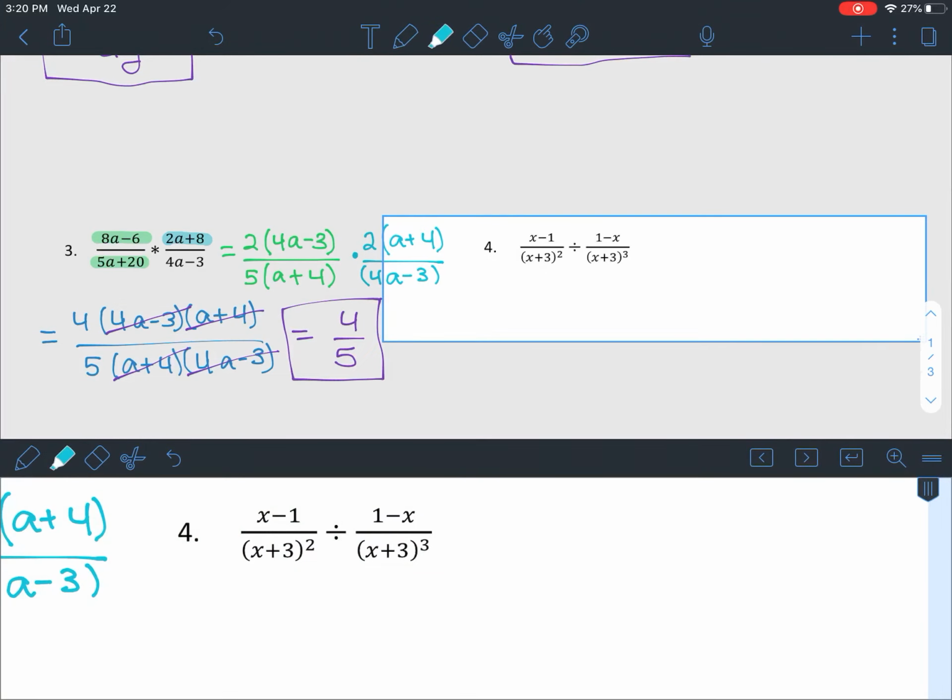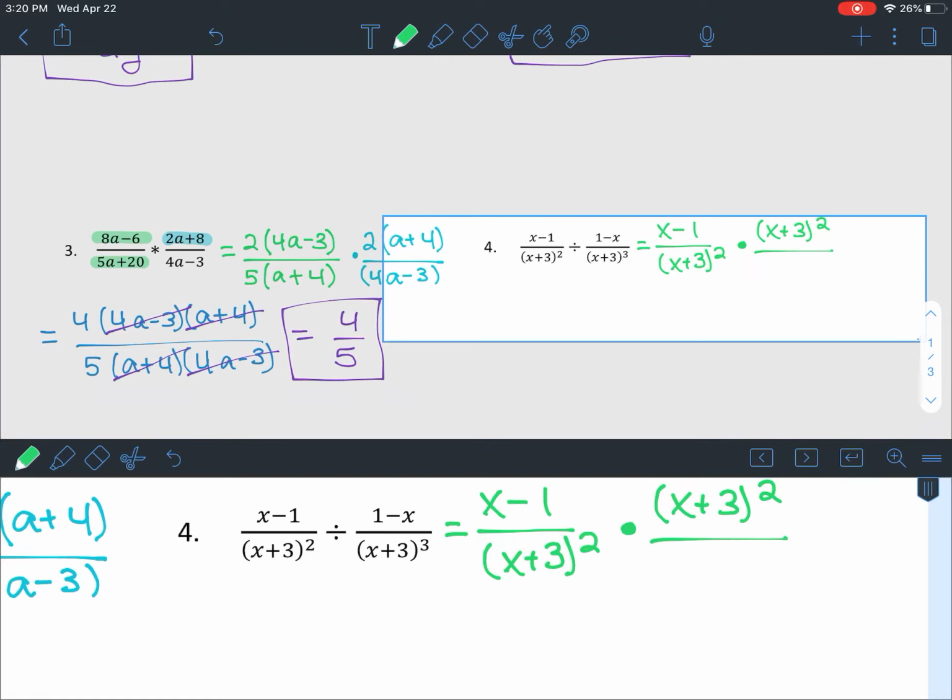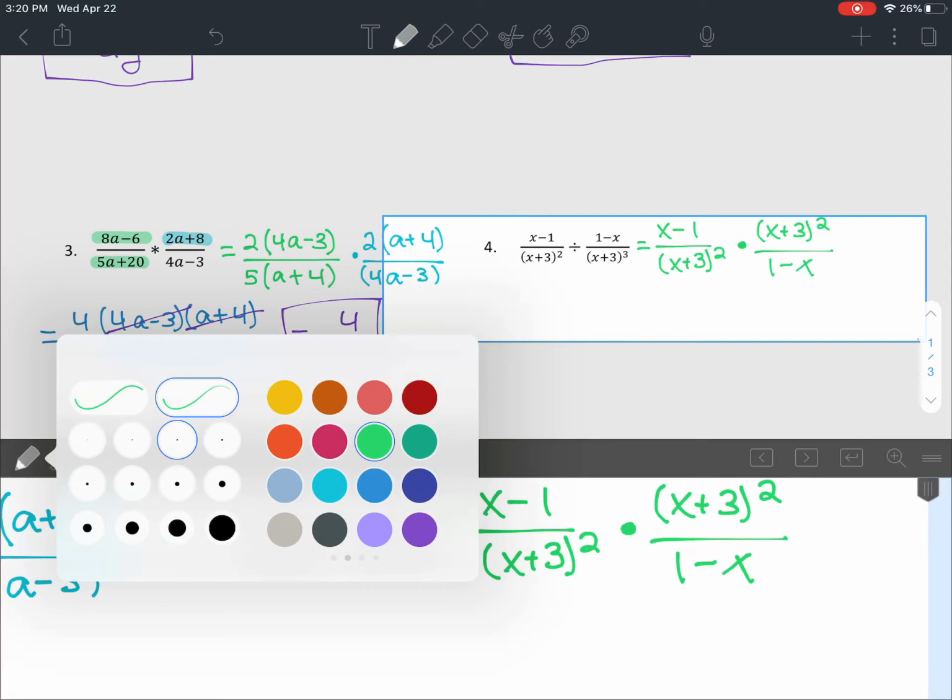Let's look at number 4 here and see what we can do. So on the top of my first equation, I can't do anything. I can't do anything to the bottom, and I can't do anything to this one either. So I can't simplify anything before I do what I got to do. Since this is division, we keep change flips. So we're going to have x minus 1 over x plus 3 squared times, flip my fraction, x plus 3 squared over 1 minus x.